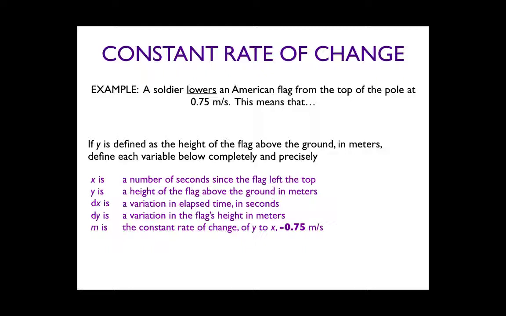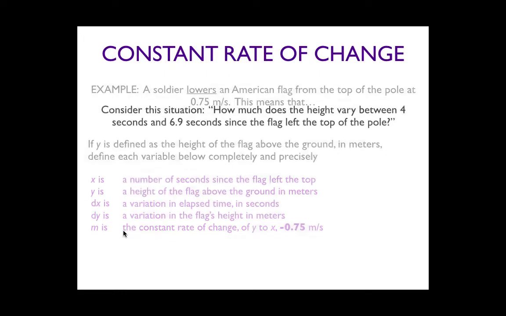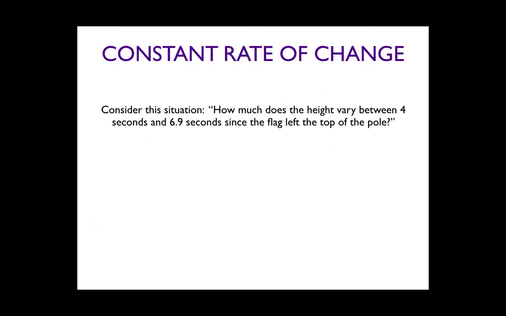But in any case, this m, regardless of not having a specific situation in hand, we actually know its value because it's not changing. Its value is negative 0.75 and its units are meters per second. So let's look at a specific situation. Remember that m, the constant rate, was negative 0.75 meters per second.